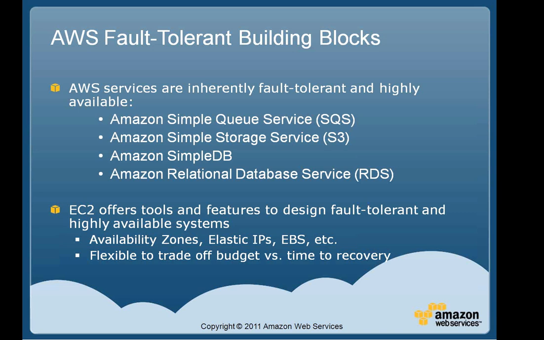In other situations, when you're using EC2, we're giving you some basic tools and features which you then need to combine in different ways to build systems that are both fault tolerant and highly available. These are things that we'll discuss over the course of this webinar, including things like availability zones, elastic IP addresses, elastic block storage, and so forth.